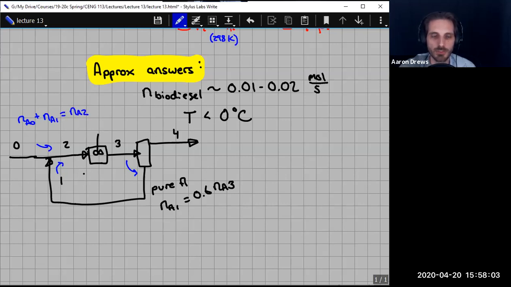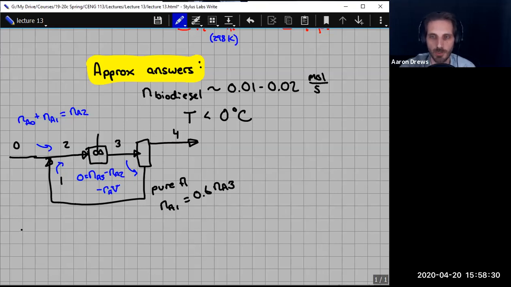Those end up equaling the moles of A in stream 2. And then our material balance on our reactor is out minus in minus R sub A times V, right? And so now we've got a system of equations and we need to solve them for N sub A in stream 3. This is actually, if we wanted to be specific with our nomenclature, it's N sub A 3 minus N sub A 2 minus R sub A times V.